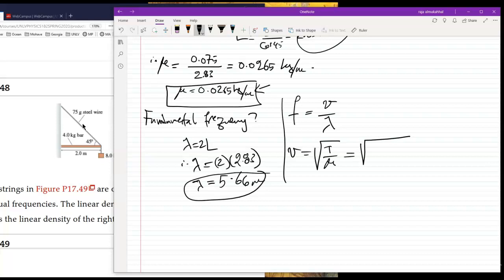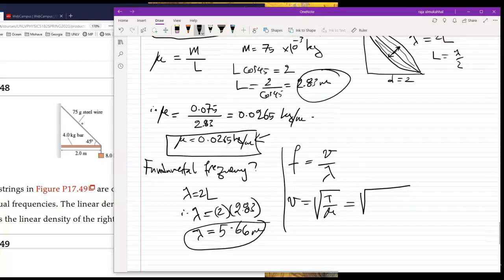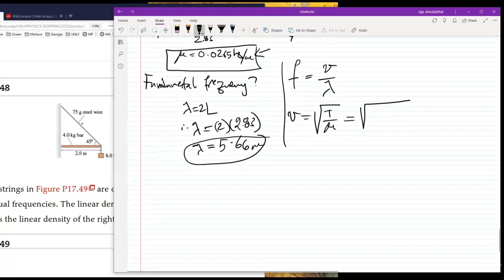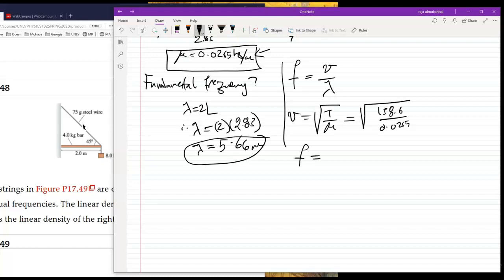So tension here is equal to, what? I forgot it. 138.6 divided by mu, which is 0.0265, and then you will get the velocity, and from there you're going to get the frequency, and I'll just give you the answer. So V over lambda, here's lambda, here's the velocity, and then you work it out, and my answer to it is 13 hertz. Okay, check my solution, but that's what I got.